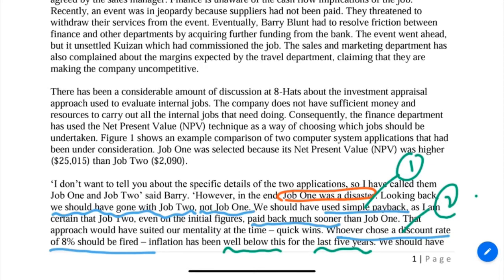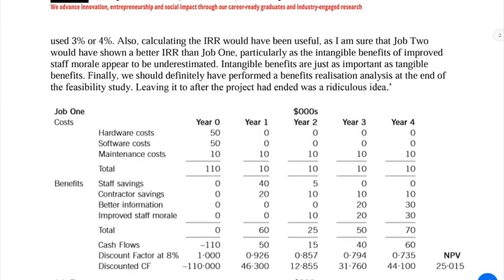So you can see how angry, how mad Barry is now. He starts to put all the blame, because job 1 is a disaster, on them choosing the wrong job to go with, making the wrong decisions. But whether what Barry brings up is correct or not, let's move on to the next.